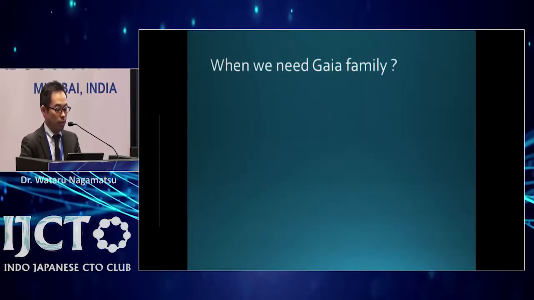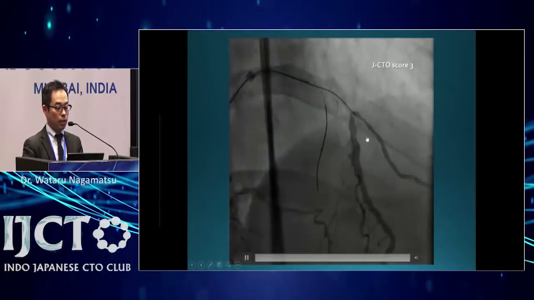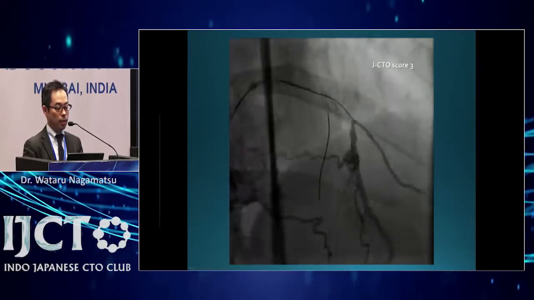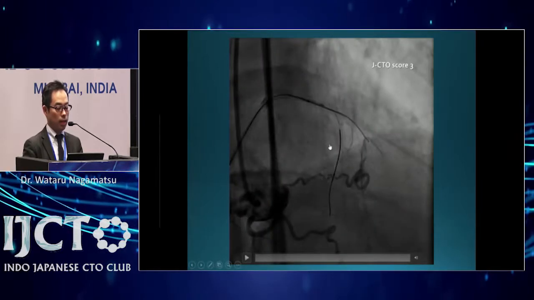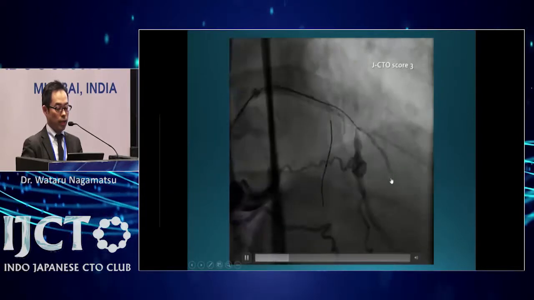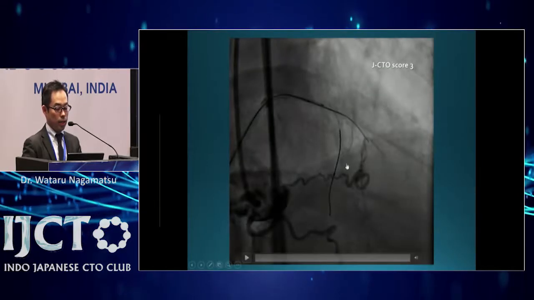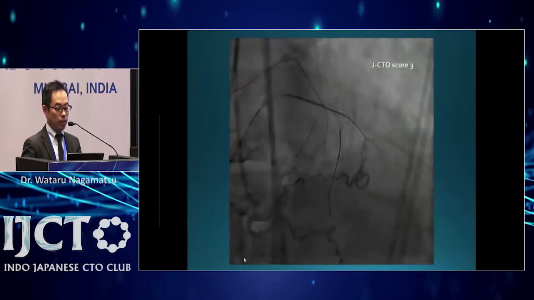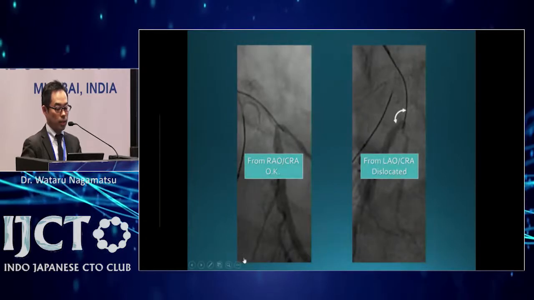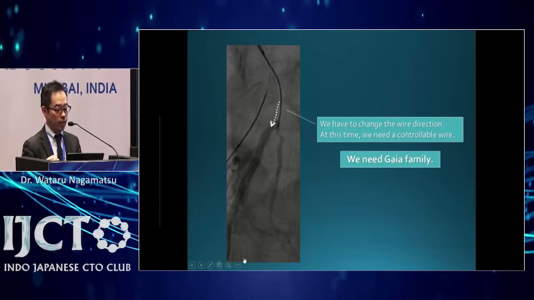Okay, and when do we need the Gaia family? I will show another case. This is the CTO, and this guide wire is inserted into the septal branch for checking the IVUS entry. In this case, the J-CTO score is 3. From this aerial view, it seems the guide wire overlaps the distal part, but from the lateral view it looks dislocated. So this time we need a Gaia family wire, because we need intentional control.